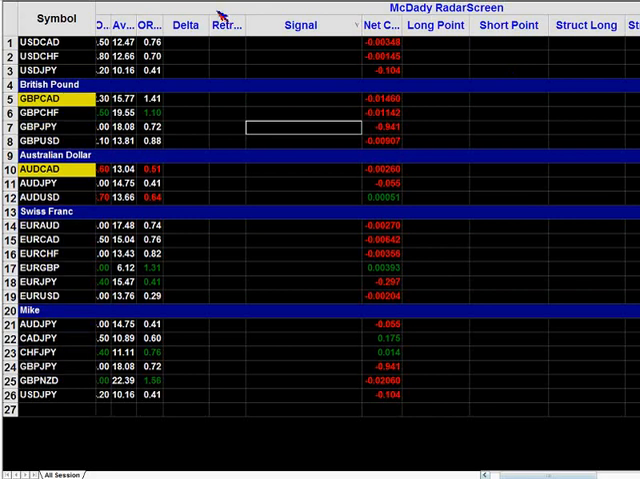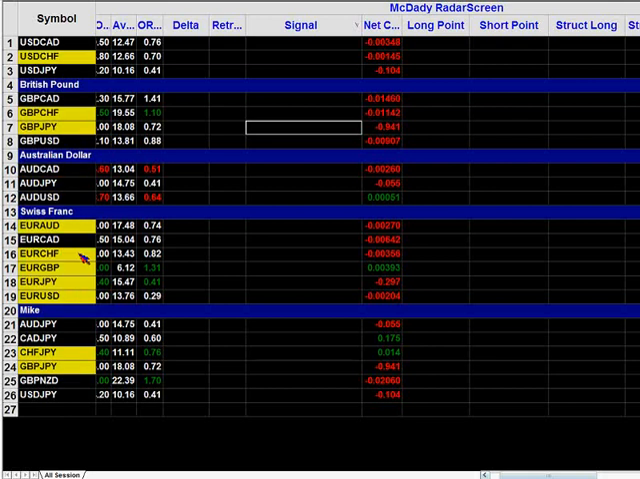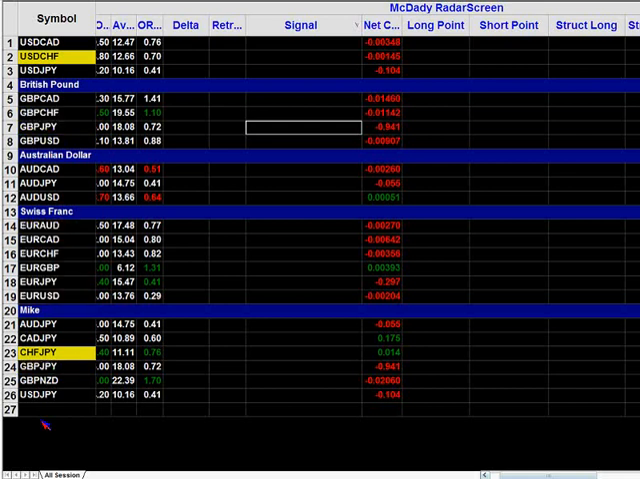We have the radar screen. This is what we call the radar screen. And as you can see, we group the pairs. So for example, here I'm grouping all the pound pairs, all the Aussie pairs, all the euro pairs, and my yen pairs. So with that, I have those currencies in groups.